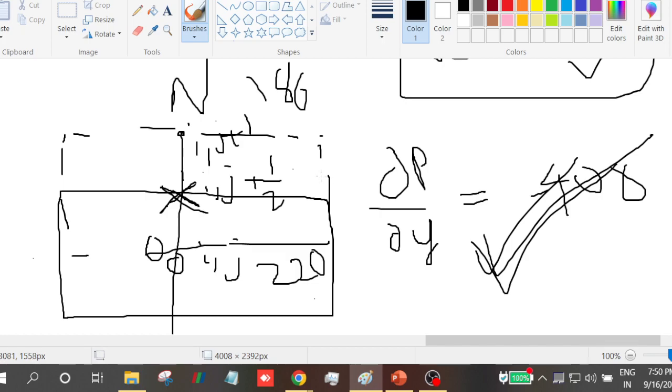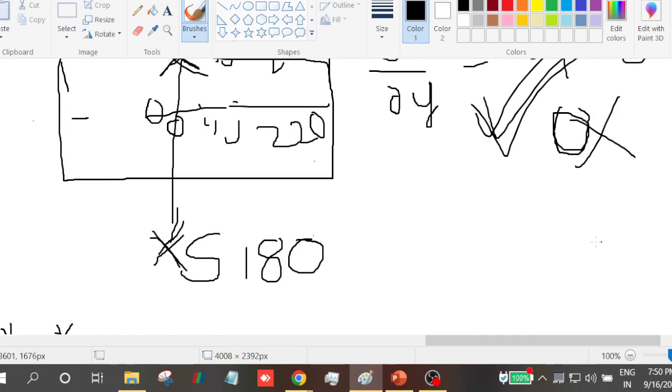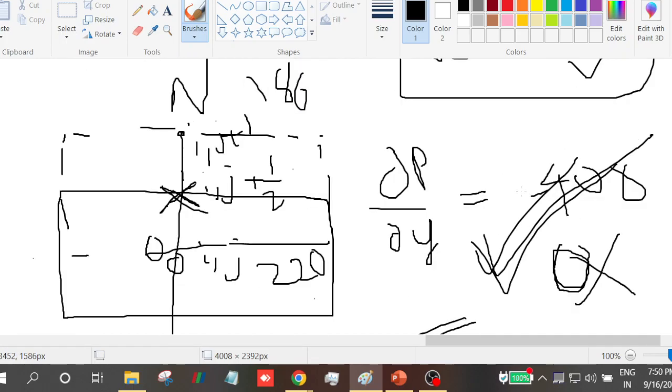If we do the same problem with a collocated grid, dp by dy will become 0. But actually that's not the case, because there is a sinusoidal variation in the pressure. So this is correct with what we calculated with the staggered grid.